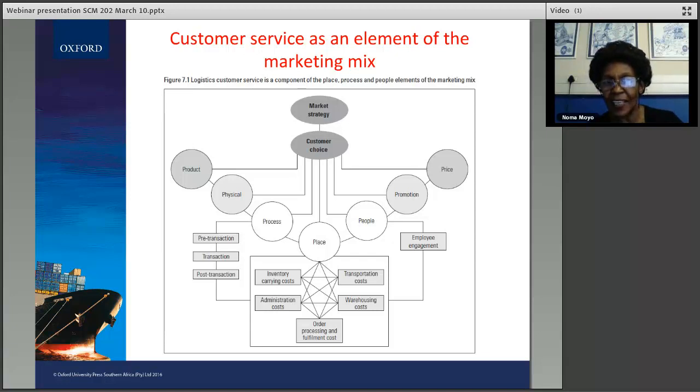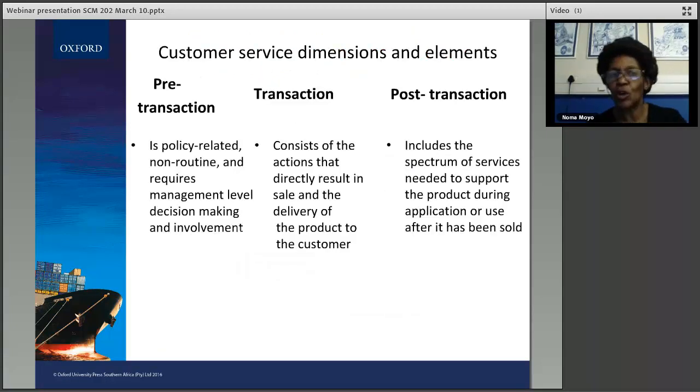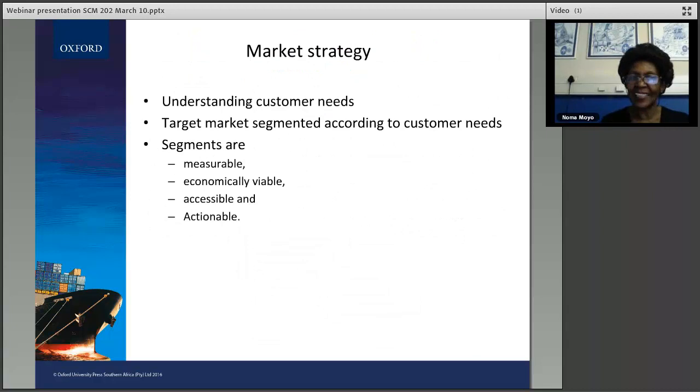The price again has to do with customer service. Product itself has to do with customer service. Physical evidence has to do with customer service. I explained the processes, they have to do with customer service. All those, the pre-transaction, transaction, post-transaction, inventory, administration, all those have to do with customer service. So that's how it is related to the marketing mix.